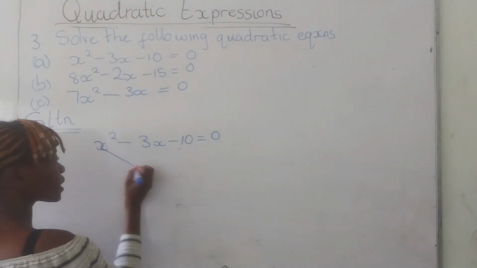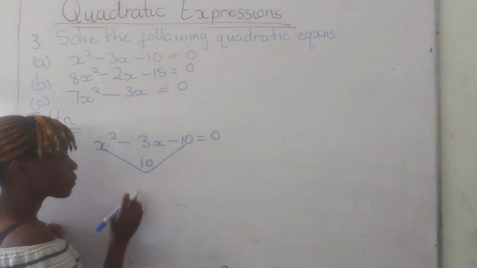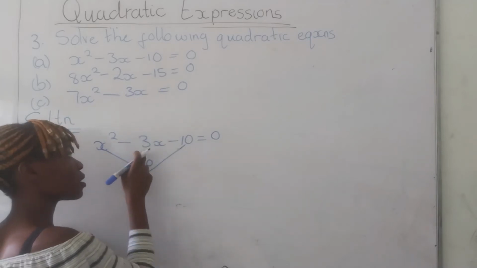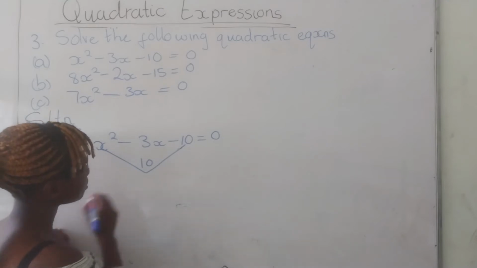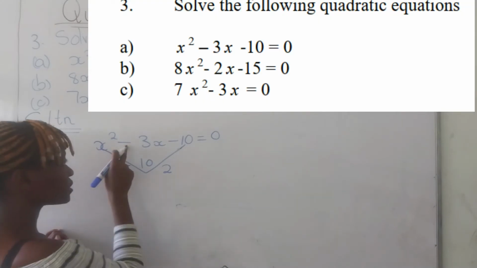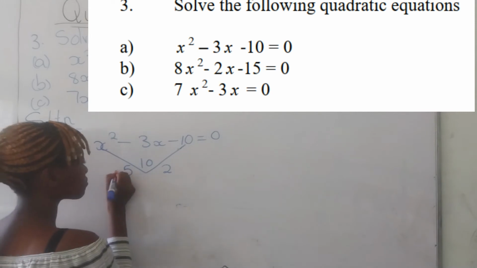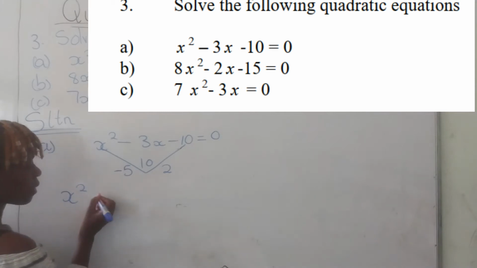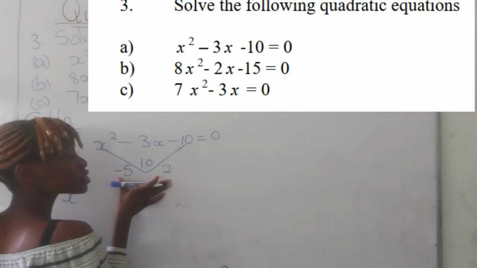As you have seen, to draw a triangle for such a sum, you write your 10 here. You find the two numbers by which if you multiply them, they give you 10, and if you subtract them, they give you minus 3. For this one it would be 5 and 2. For us to obtain minus 3, 5 has to be a negative. So we're going to say x squared. Instead of writing 3x here, we write it in an expanded form.